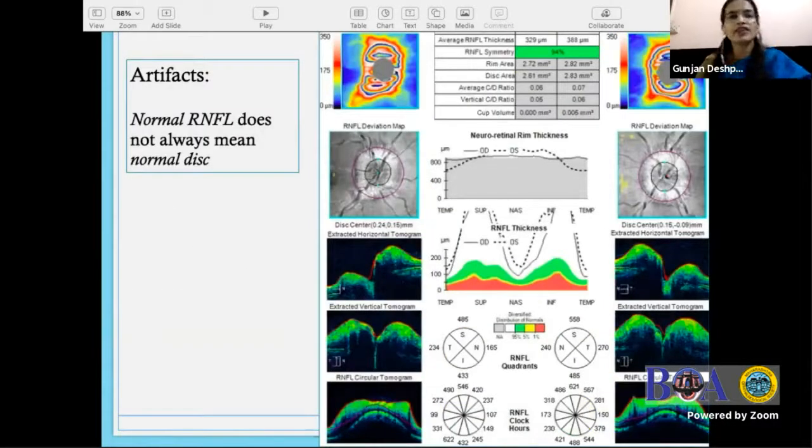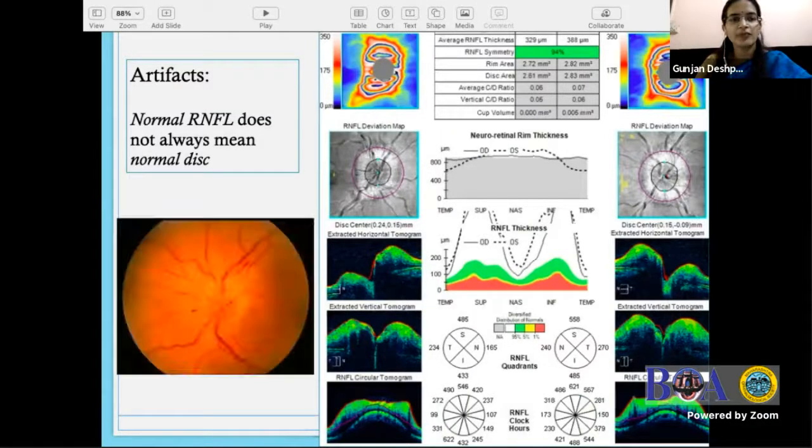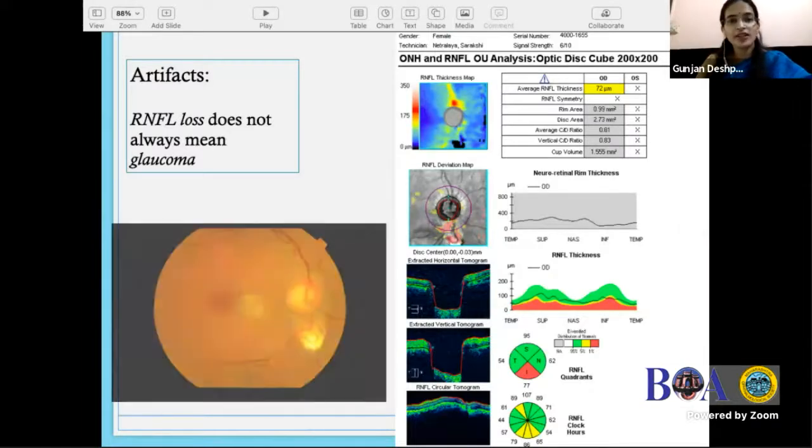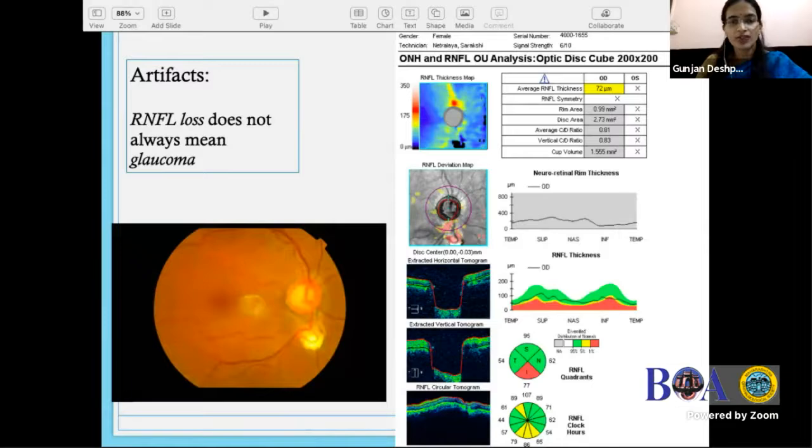Another important artifact: a normal RNFL does not always mean a normal disc. This is a patient of disc edema. RNFL loss also does not always mean glaucoma. This is a case of choroidal coloboma.